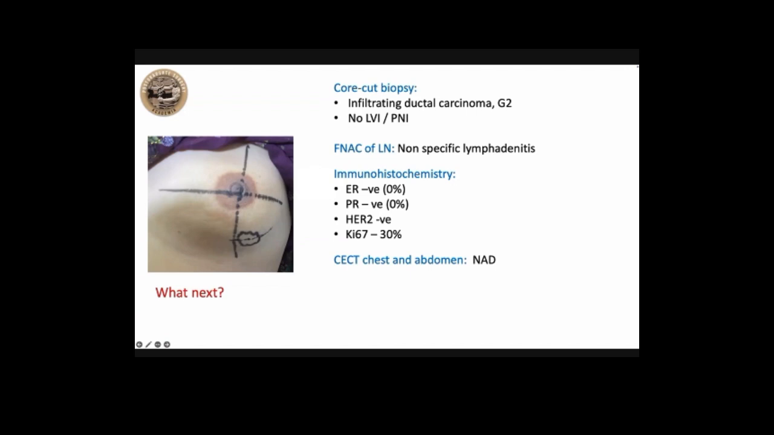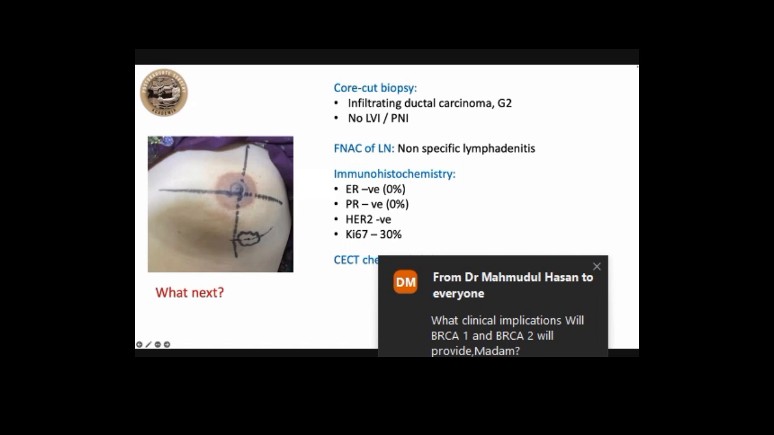Sir, before going to the treatment plan, I want to see the genetic assay, that is BRCA1 and 2 status. Straight away BRCA1 and 2 status. Sorry, sir, I missed some part. What was the age of the patient? 38. 38, and tumor clinical staging is T2N0. T2N0, yes.